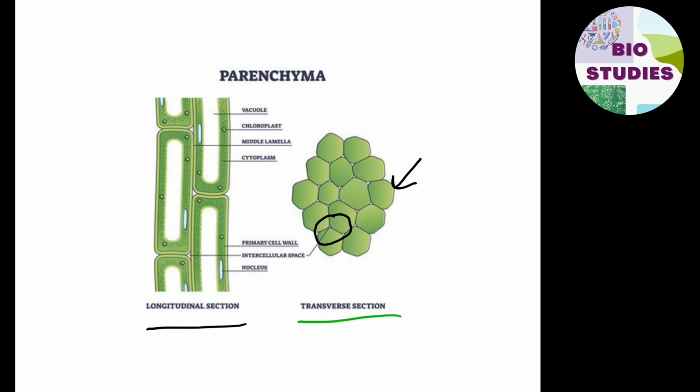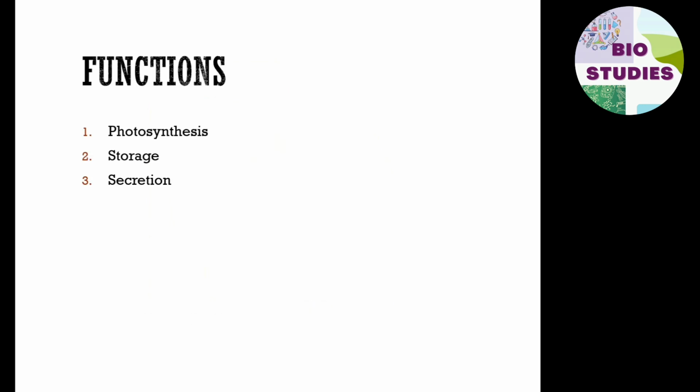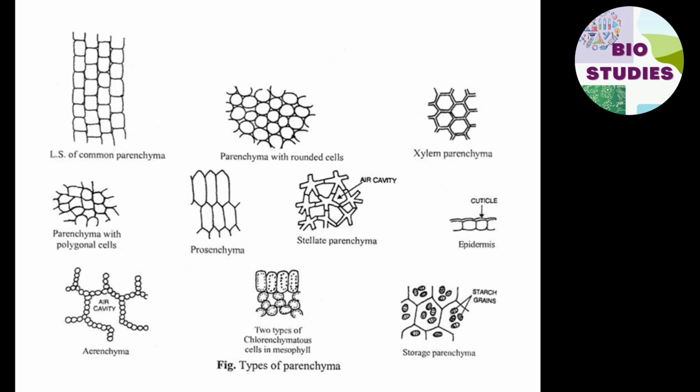And this is the LS, or longitudinal section, of the parenchyma. Here you can see the vacuoles are there. There are chloroplasts. Functions are photosynthesis, storage and secretion. Okay, so the next slide is types of parenchyma. It is not in the NCERT book, but this type of question is asked in competitive exams, so that's why I'm telling you here. Types of parenchyma tissues.